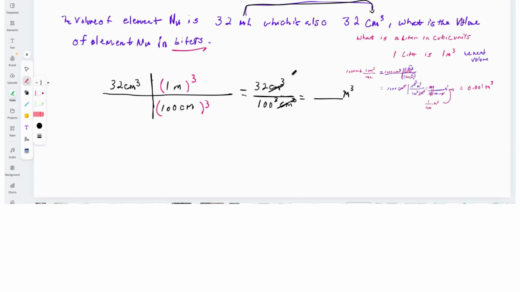So now we got to think about this. This is 32 cubic centimeters, right? And 1 liter is 0.001 meters cubed. So it would make sense that number needs to be really large. So now if we do our calculations, you could write 100 3 times, or you just divide it. Let's go ahead and take a look real quick.